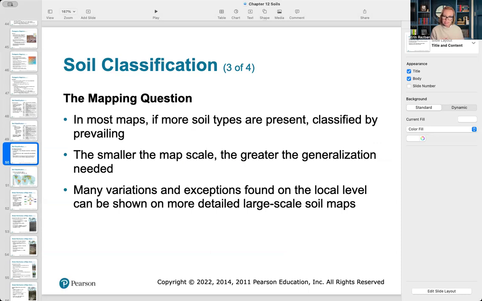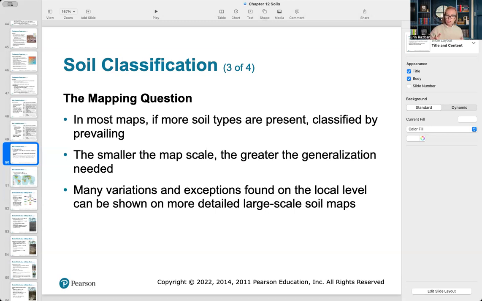So mapping soil is like creating a complex puzzle. Large scale maps can show incredibly intricate soil patterns. Smaller scale maps can only provide generalized abstractions of typical soil conditions. So, for example, a detailed soil map of a single farm might show dozens of micro variations, while a continent-wide map would show broad generalized soil types.